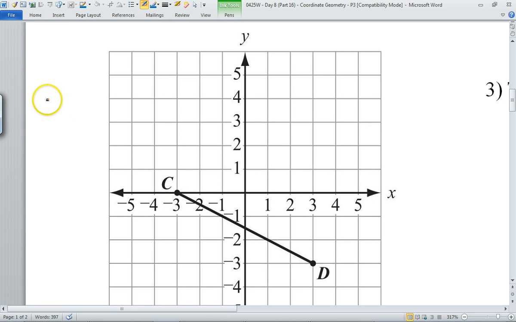So let's just estimate. If point C is the midpoint, that means point B must be over in that area somewhere. So if I make this segment, okay, now I can see that point C would be the midpoint between B and D. Our job is to find the coordinates of the point B that we don't know over there.